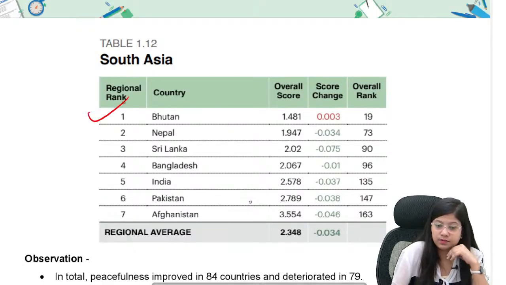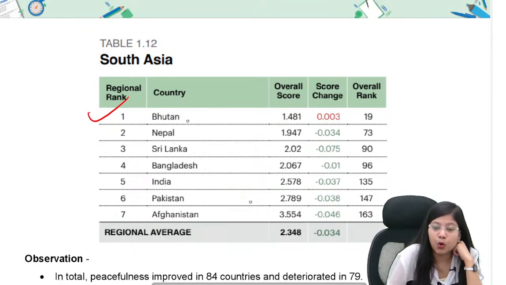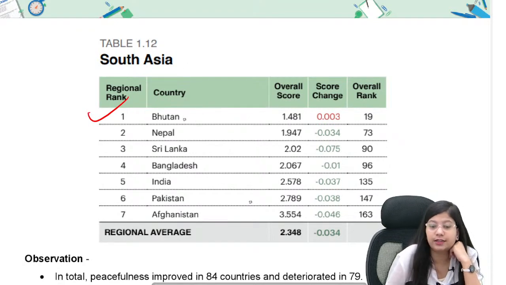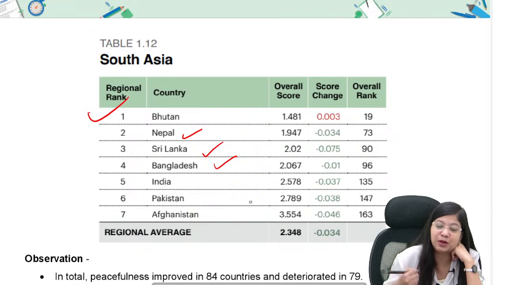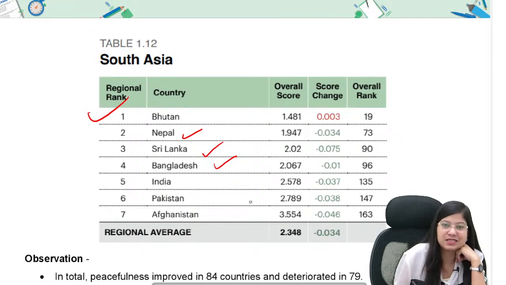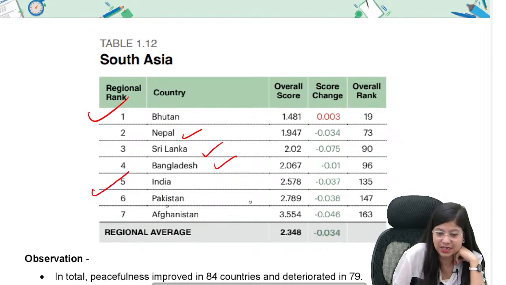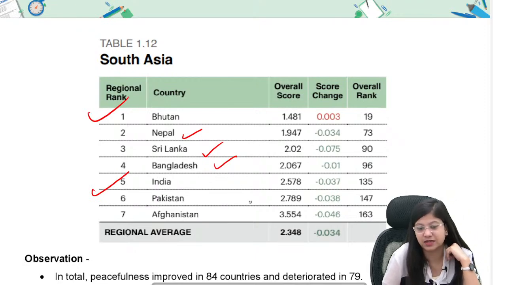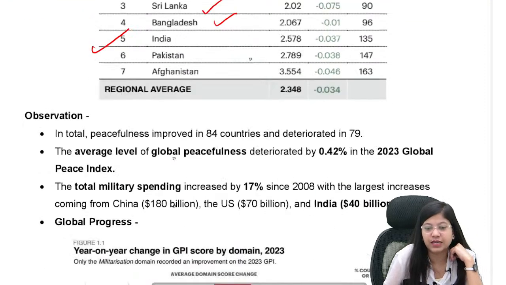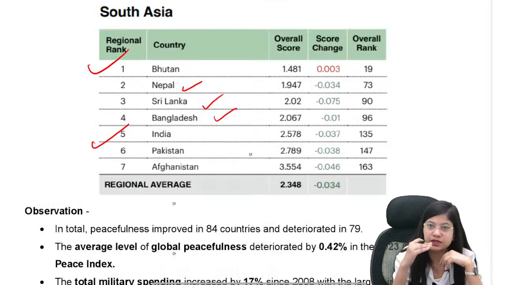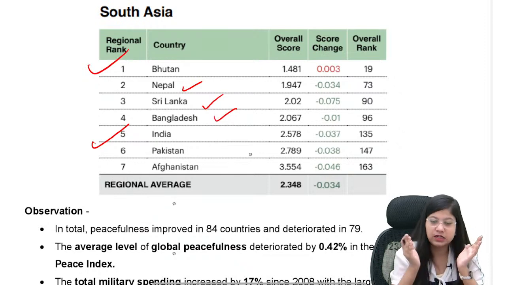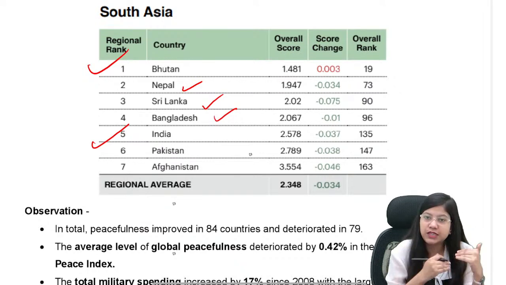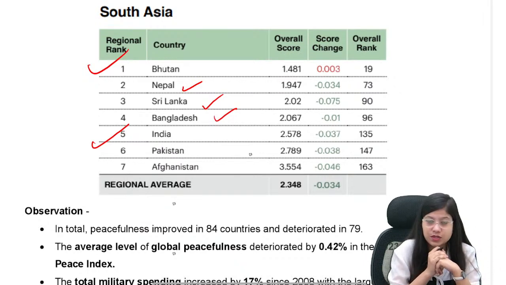Bhutan is the most peaceful country in the entire South Asia. Then we have Nepal, Sri Lanka, Bangladesh. These are the top four countries which are above India as far as peace is concerned. Then at the fifth position, India is placed, and then Pakistan and Afghanistan. So in the South Asian region, we are ahead only of Pakistan and Afghanistan. And we can clearly see what opponents we have defeated to come at this position.